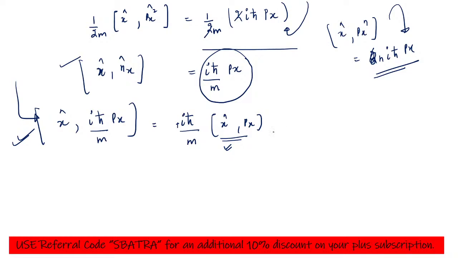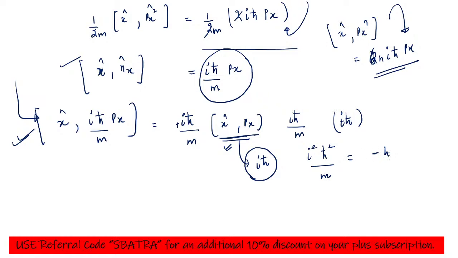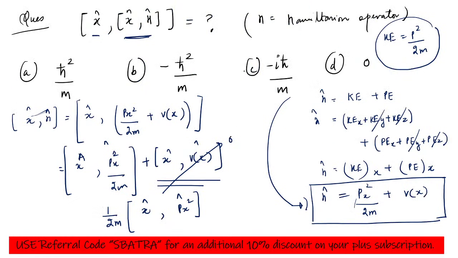So what you have to understand is how we can solve this part. Let's see how we can solve this part. So this is iota h cut by m. Just tell me what is this particular value, all of you. This particular value will be iota h cut. So iota h cut and iota h cut will give you iota square h cut square by m, right? So the value is minus iota h cut square by 2m. This is the final answer for this particular question.